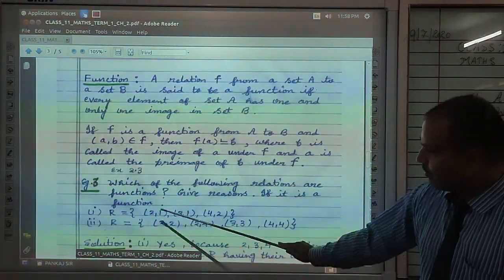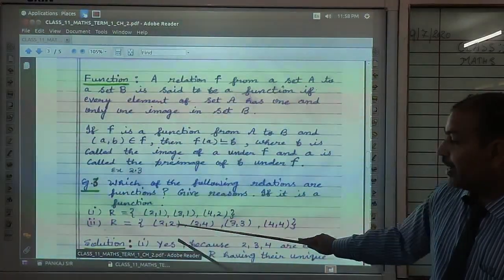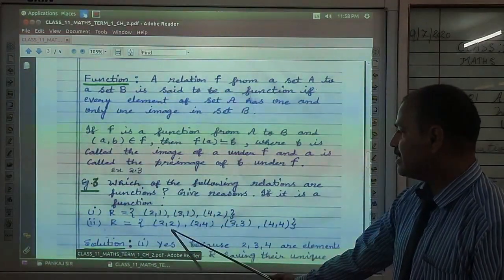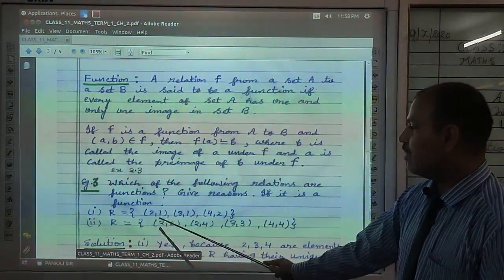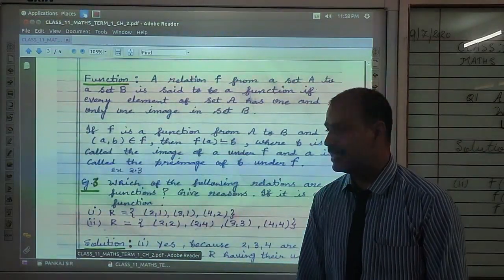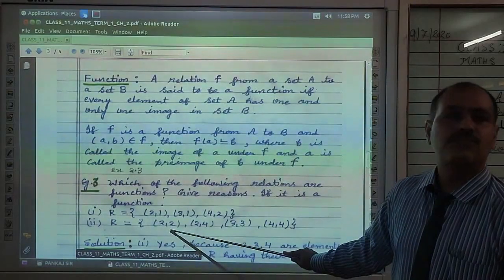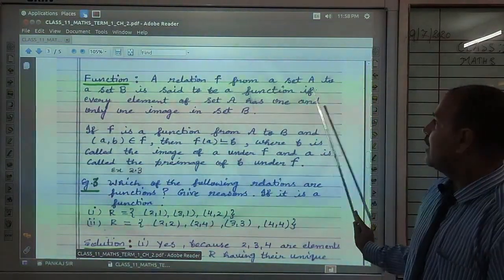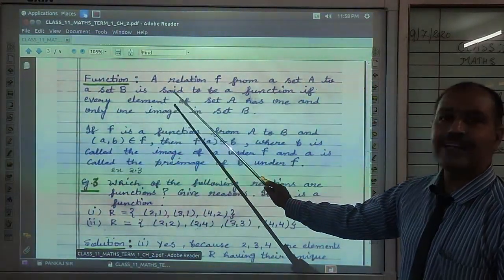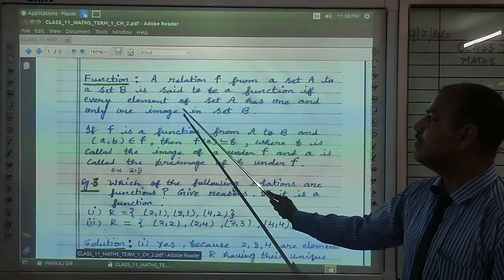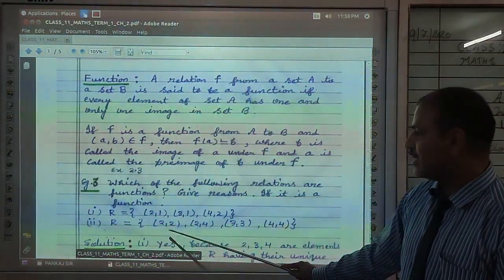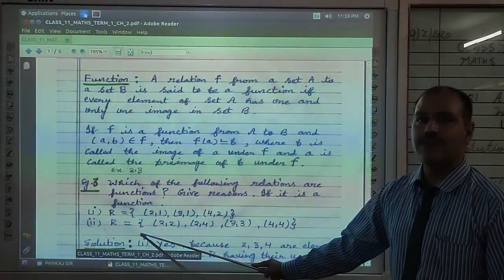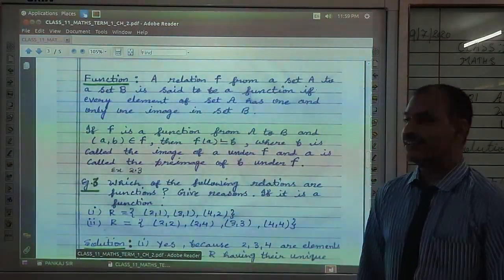Clearly, the first element 2 has two different images, 2 and 4. Therefore it is not a function. This is not a function because the first element has two different images. According to the definition of function, every element of set A has one and only one image in set B, but here 2 has two different images, therefore this is not a function. Is it clear? What do you mean by the function?